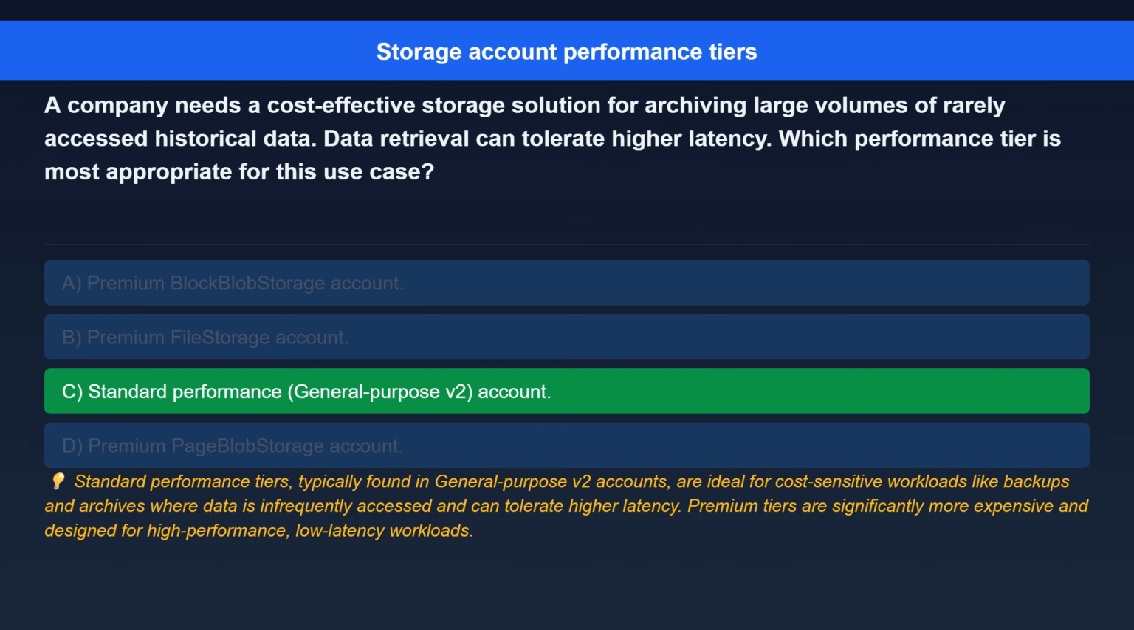The correct answer is Standard performance, general purpose version 2 account. Here's the explanation. Standard performance tiers, typically found in general purpose V2 accounts, are ideal for cost-sensitive workloads like backups and archives, where data is infrequently accessed and can tolerate higher latency. Premium tiers are significantly more expensive and designed for high-performance, low-latency workloads.